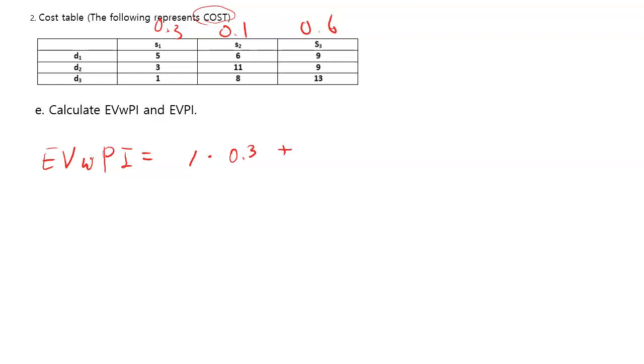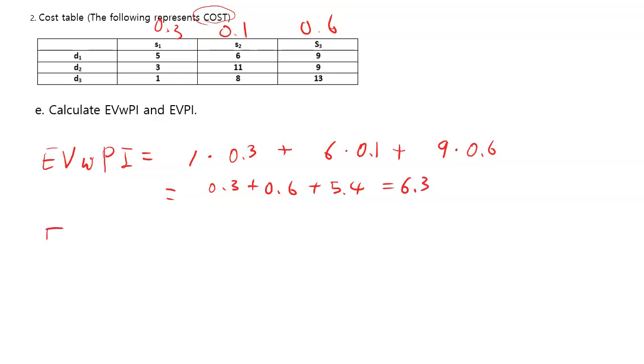the probability of S2 happening is 0.1. And out of 6 and 11 and 8, 6 is the lowest number, so it goes with 6. And then out of 9 and 13, at probability 0.6, it will go with 9 because 9 is the lowest number. Okay, if we calculate, this is 0.3, 0.6, and this is 5.4. These add up to 6 plus 0.3, that's 6.3.